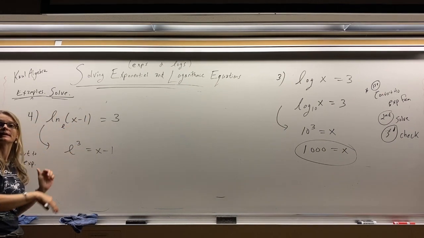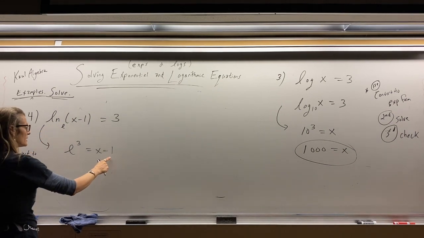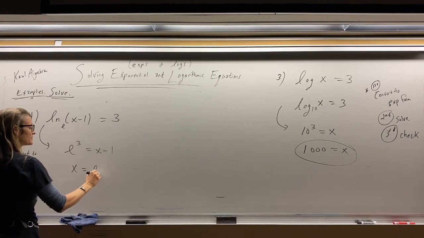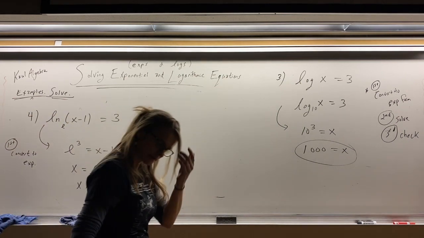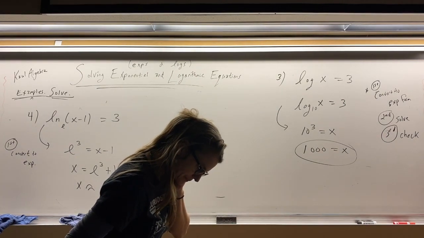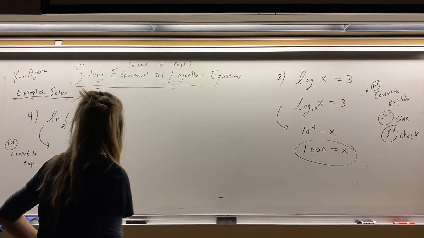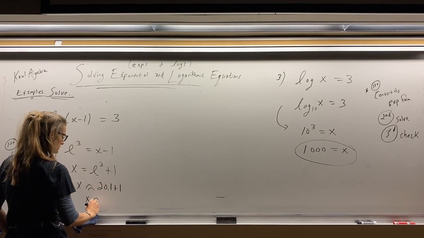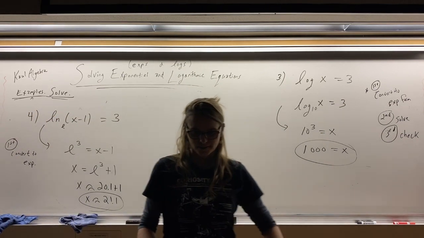You've gotten it out of the inside of the log because right now it can't be touched or manipulated. Now if I add 1 to both sides, I get x equals e to the third plus 1, which means x is approximately, if I compute my e value, about 20.1 plus 1, so x is approximately 21.1. Okay, and it falls all together.